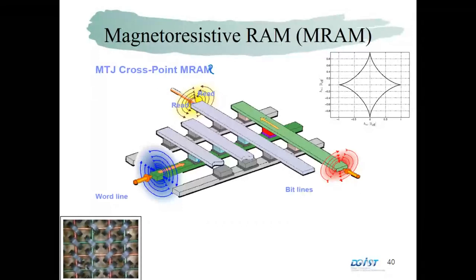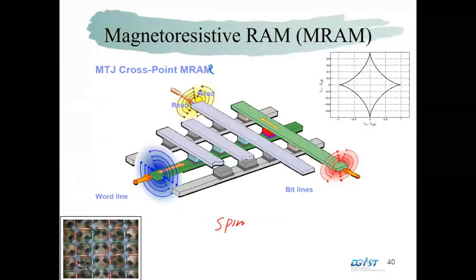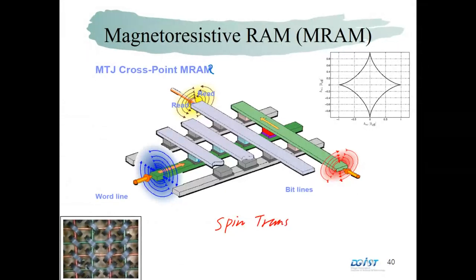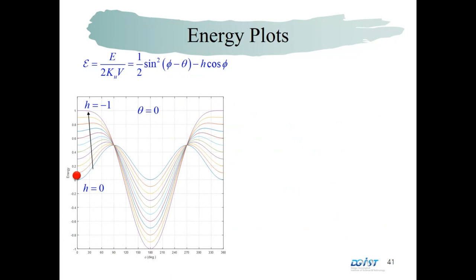Then, surprisingly, a new technology was invented called spin transfer torque, which is very important. Then we can solve such problems. But still, we have to understand this asteroid curve because it is very basic in field-driven magnetization dynamics. Okay, so let's go back to the Stoner-Wohlfarth model again, and the energy equation here.